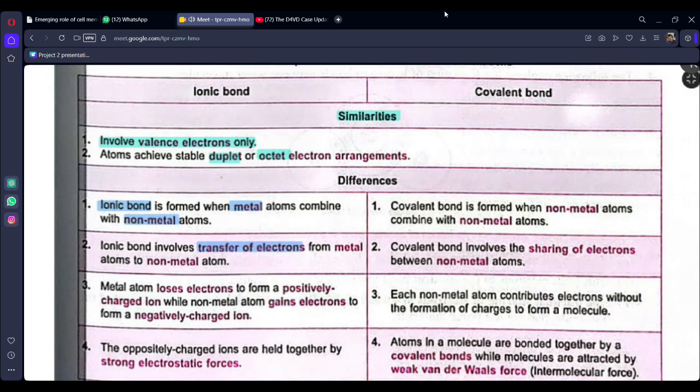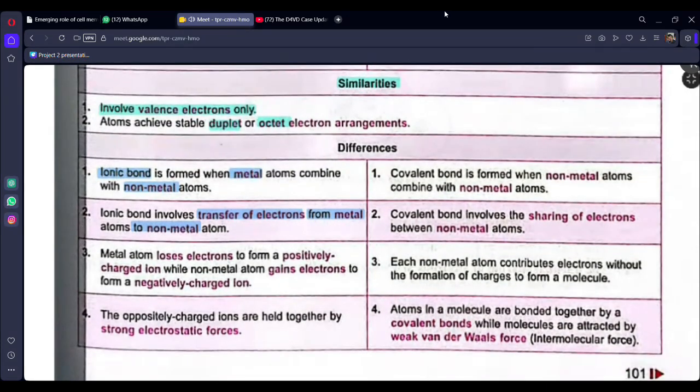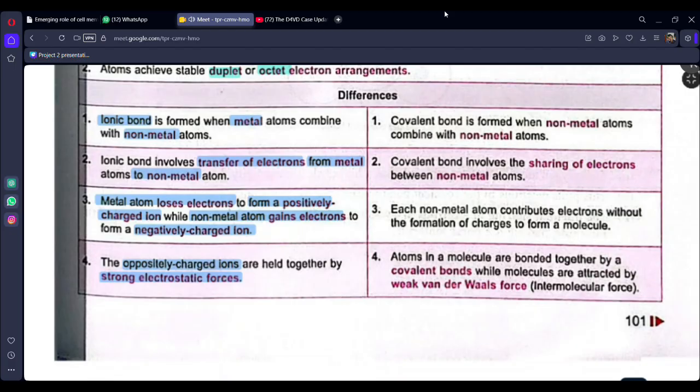Differences: ionic bond is between metal and non-metal. Transfer of electron from metal to non-metal. The metal atom loses electrons, forming a positively charged ion. The non-metal atom gains electrons, forming a negatively charged ion. Oppositely charged ions have a strong electrostatic force.